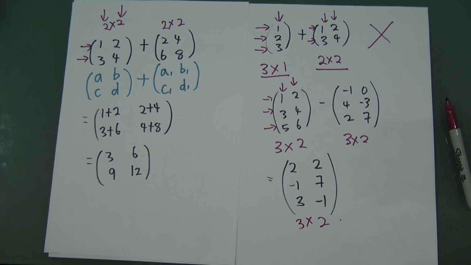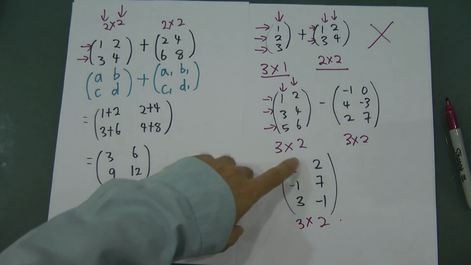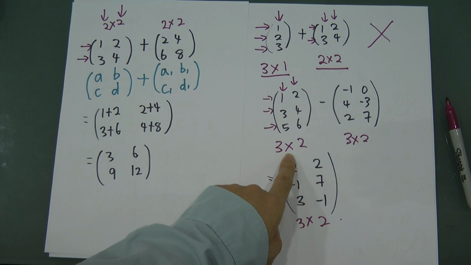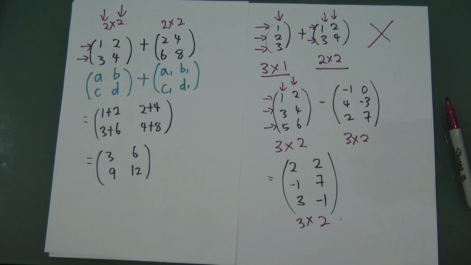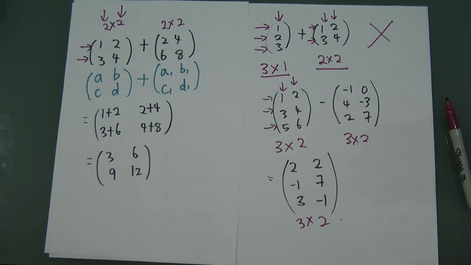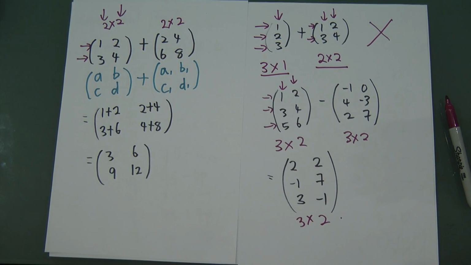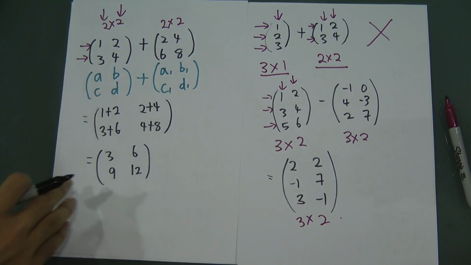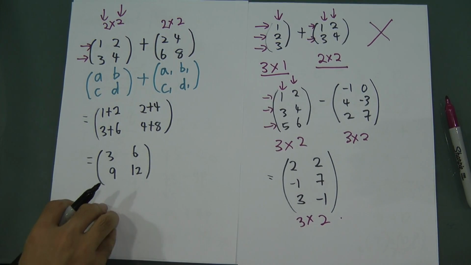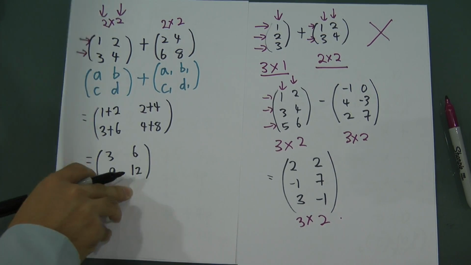So for plus and minus, you must take care of the orders very carefully. Remember, only matrices of the same order can do plus and minus. Like this one, with different orders, you can't solve it. Okay, but I think plus and minus do not have any issue for most of the students. So I'm going to move on to scalar.